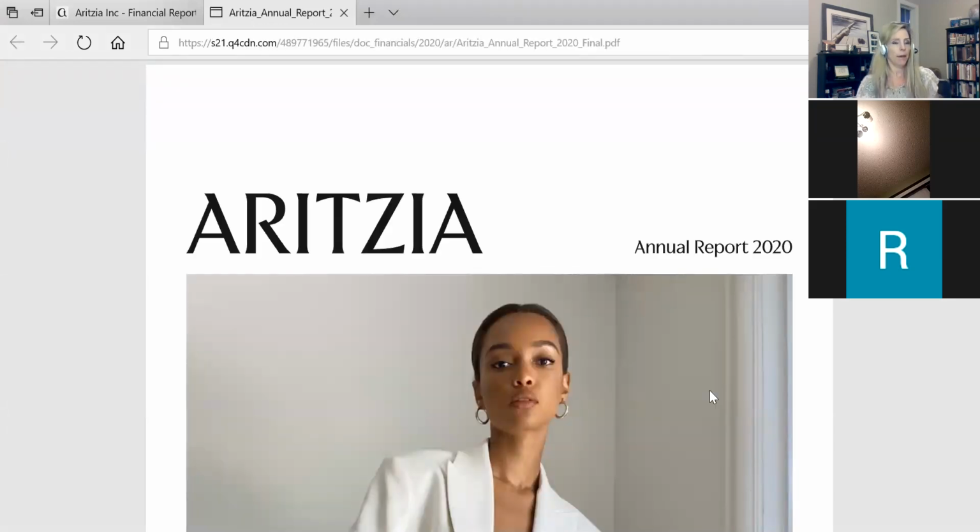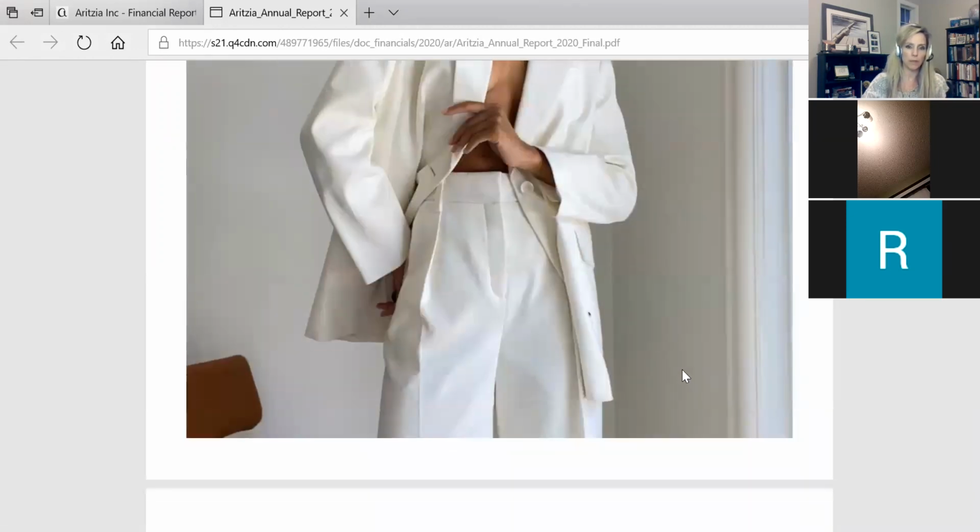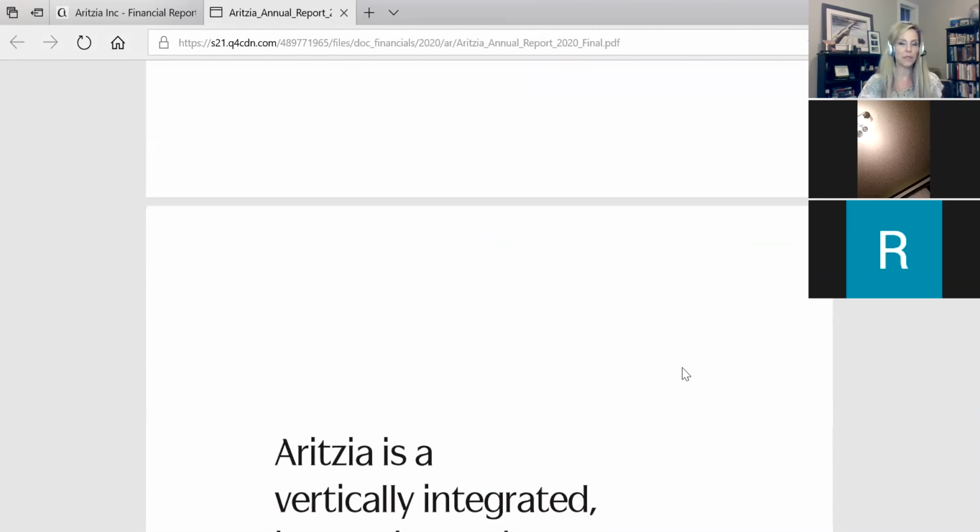So it could be any year end. This is a corporation, so it can be any year end that it wants. It does not have to be January to December. It could be any time it wants. And the reason I pick Aritzia is not for the fashion, because I don't shop there. It's a really interesting company though.